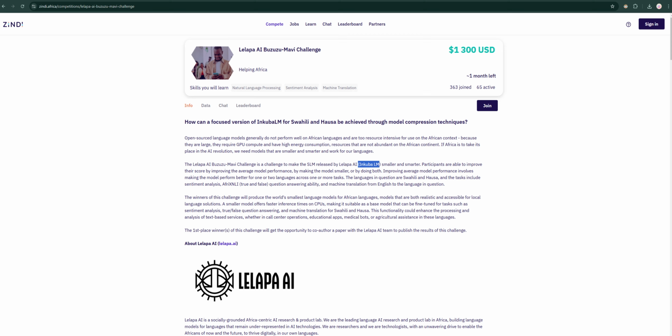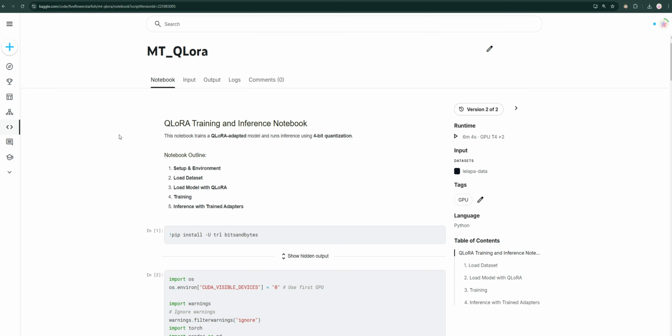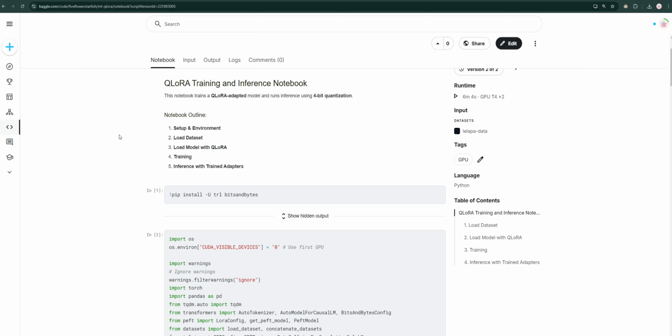Today, I'll be focusing on the machine translation task that earned my ranking, though the techniques we're covering can be adapted to other tasks as well. So, let's get into it.